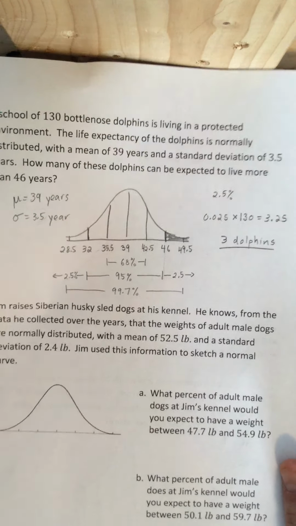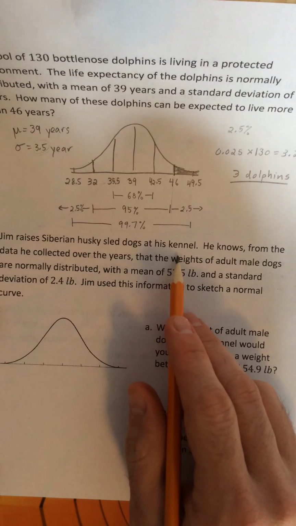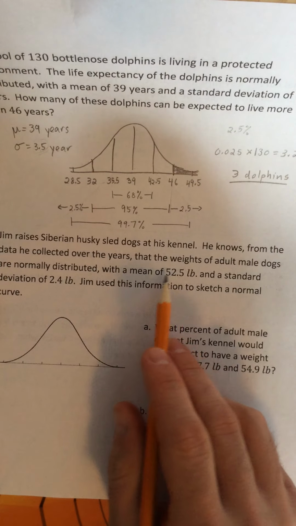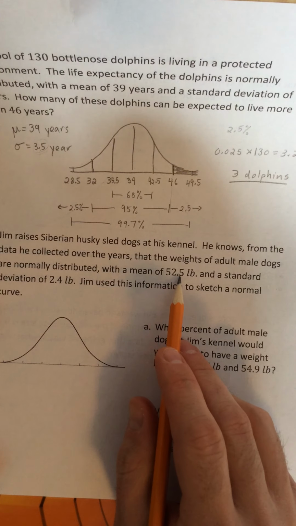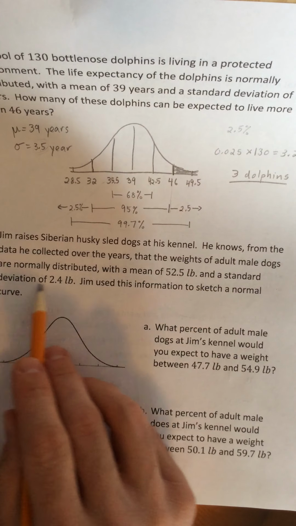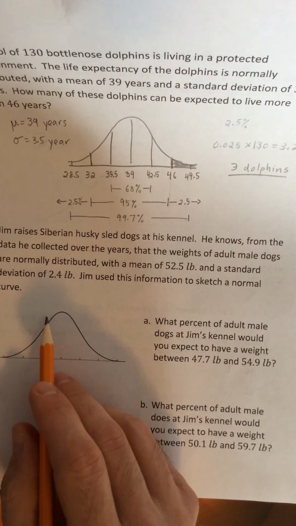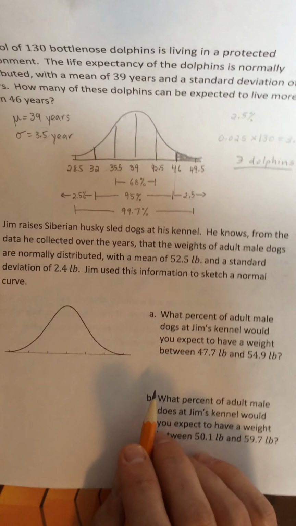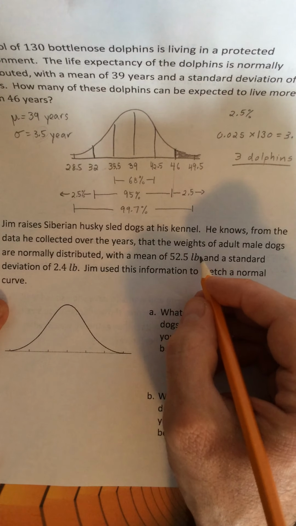For this last question, Jim raises Siberian Husky sled dogs at his kennel. He knows from the data he's collected over the years that weights of adult male dogs are normally distributed, with a mean of 52.5 pounds and a standard deviation of 2.4. Jim uses the information to sketch a normal curve. Jim is super enthusiastic about math, I guess, because he wants to draw a normal curve about his dogs.